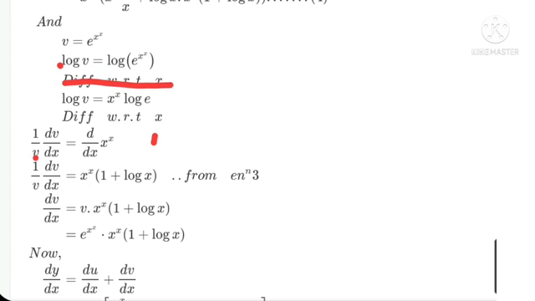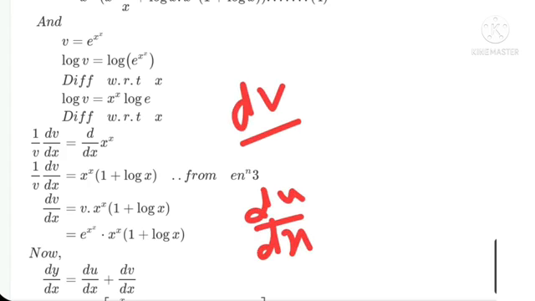On the right side, d by dx of x raised to x. So what is the derivative of x raised to x? We had calculated x raised to x into 1 plus log x. Take v on the RHS, v into x raised to x plus 1 into bracket 1 plus log x. Put the value of v, e raised to x into x square into x raised to x into bracket 1 plus log x. So we finally find du by dx and dv by dx.